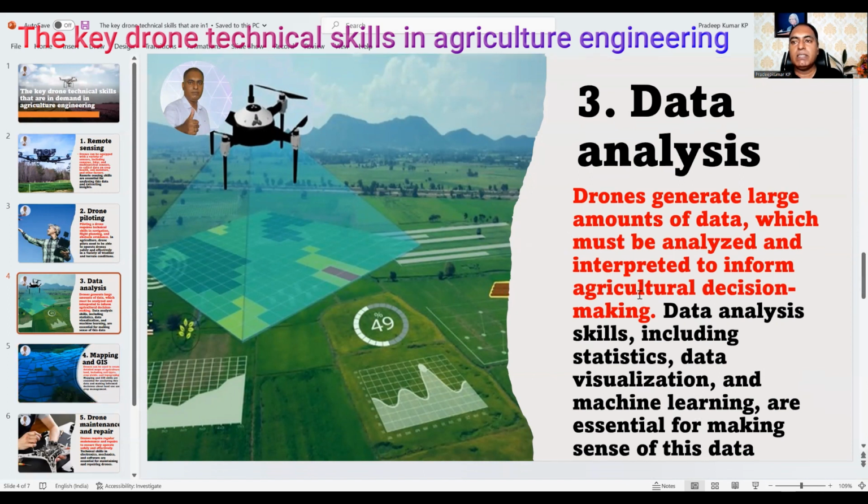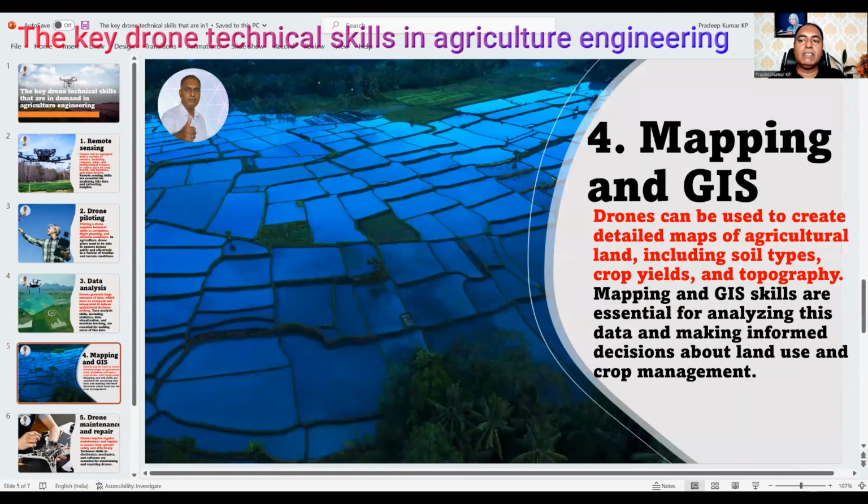The other one is mapping and GIS. Drones can be used to create detailed maps of agricultural land, including soil types, crop yields, and topography. Mapping and geographic information systems skills are essential for analyzing this data and making informed decisions about land use and crop management. So mapping and GIS is another area.